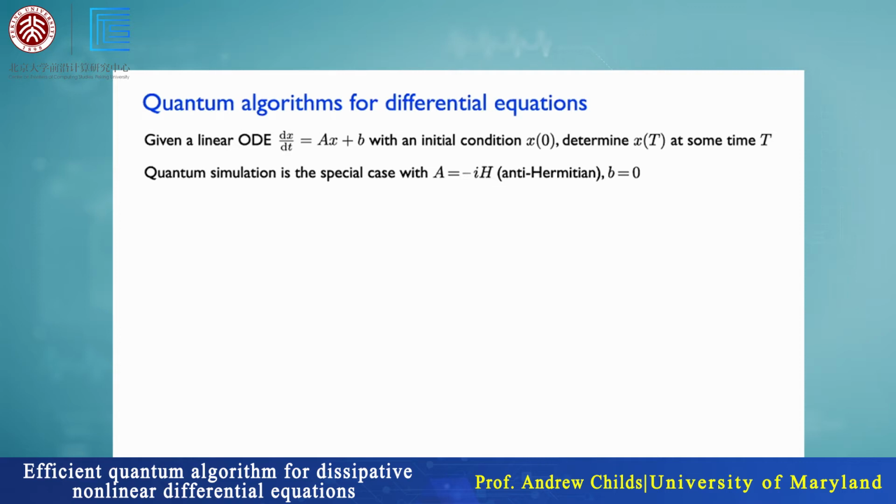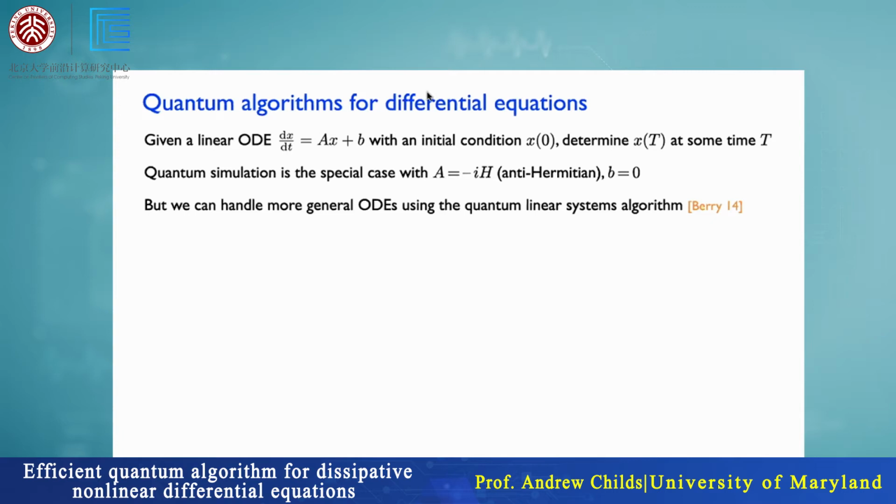Okay, so this is actually just a generalization of Hamiltonian simulation, right? Because Hamiltonian simulation is the problem where this is the Schrodinger equation. So that's like where A is an anti-Hermitian matrix, right? A is like minus i times the Hamiltonian, and where also the system is homogeneous. So there's no B, B equals 0.